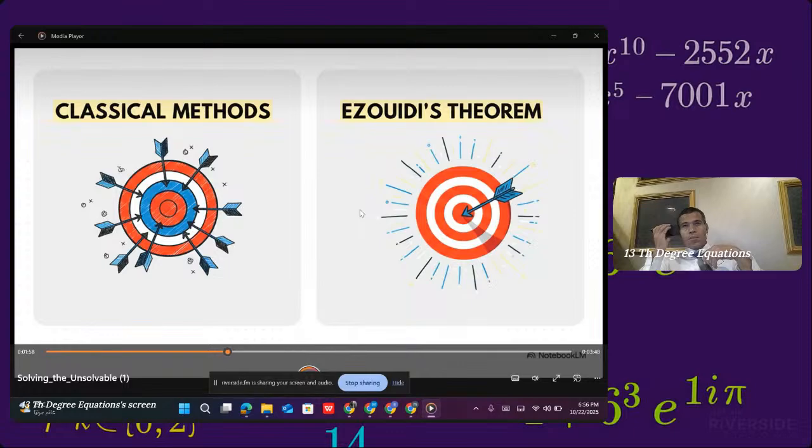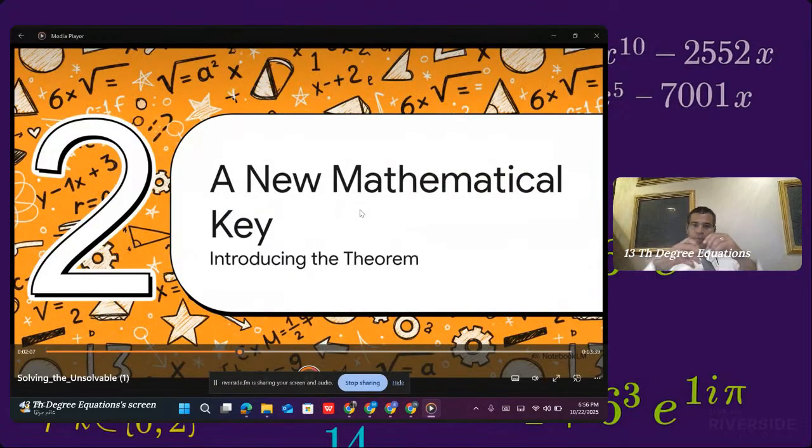But Ezouidi's theorem claims to be the arrow that hits dead center every single time. No more "close enough." So, what exactly is this new mathematical key? Let's take a closer look at how it's supposed to work.